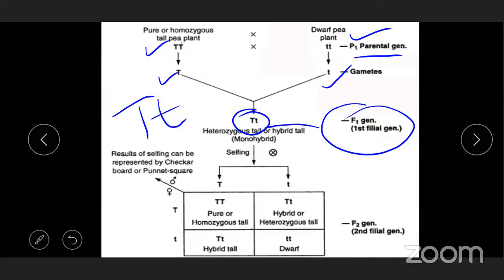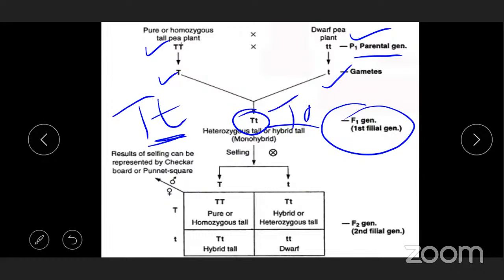See, students, if you observe this capital T, small t, one capital letter is present and one small letter is present. As I said, the capital letter indicates the dominant factor, and the small letter indicates the recessive factor. Here the capital letter is present, that is why tall. The small letter is also present, but dwarf is recessive. What is the dominant factor? Tall. So what is the phenotype of this F1 plant?